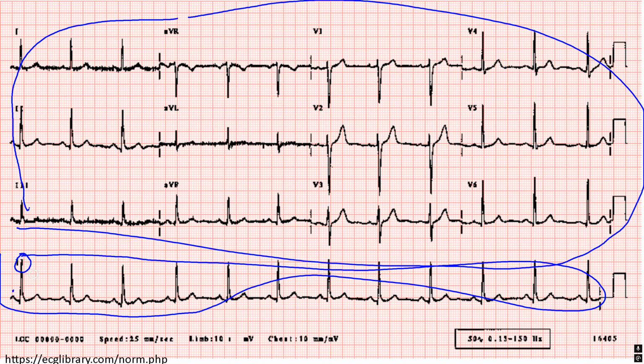So P, QRST, P, QRST, P, QRST, P, QRST. So there's one P for every QRS. We're sinus and we're done. Move on. Okay?